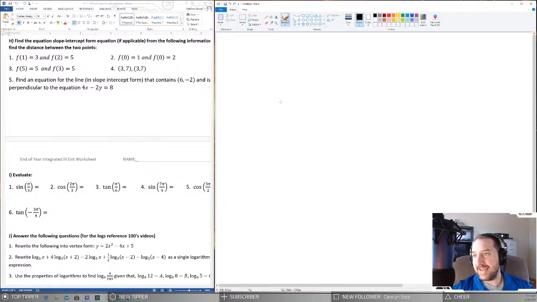for Part H, it says find the, and there's a typo here. I guess my dogs are outside, because I hear them barking. It says find the slope-intercept form equation from the following information, and then find the distance between the 2 points. So this is all the way back from integrated 1. The slope-intercept form is y equals mx plus b. And I think that's actually Chandler. Joey doesn't really bark too much.